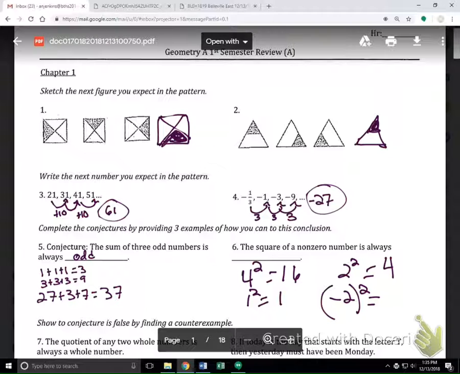So now you have enough information based on these examples to tell. So the square of a non-zero number is always? So is it always even? 3 squared is? 9, not an even number. So it's always positive. Because anything times itself, if it's negative times negative, it becomes a positive. Positive times a positive is positive. So we see here, it's always going to be positive.